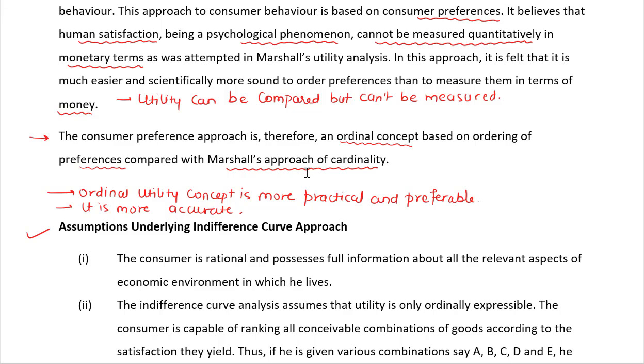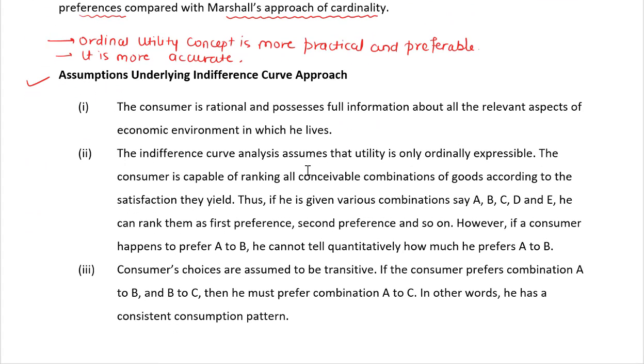Let us shift to the assumptions underlying the IC approach, indifference curve approach. Number one, over here, we assume that consumers are rational. This is the first assumption, that consumers are rational. This means they calculate cost benefit analysis before taking any decision. So they possess full information about the product and the market.